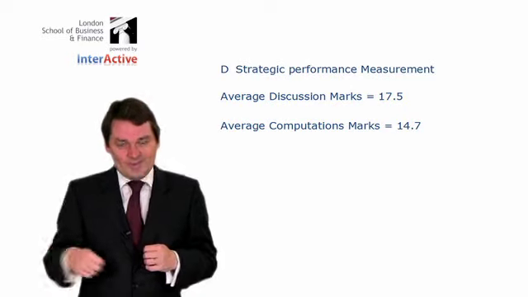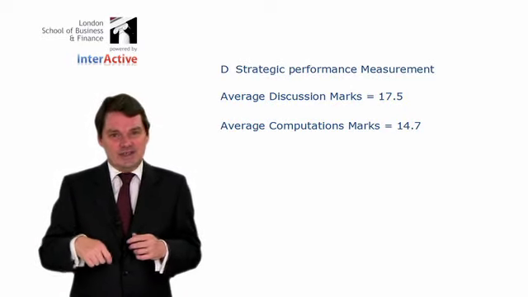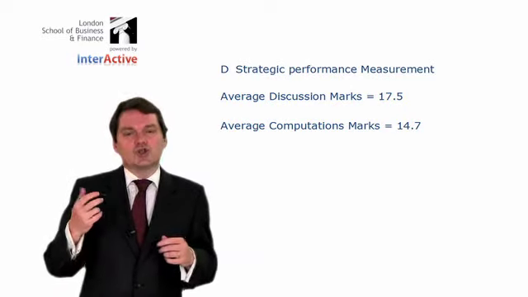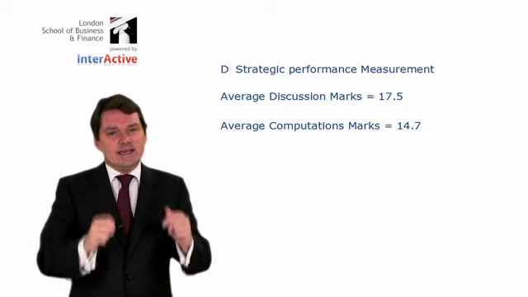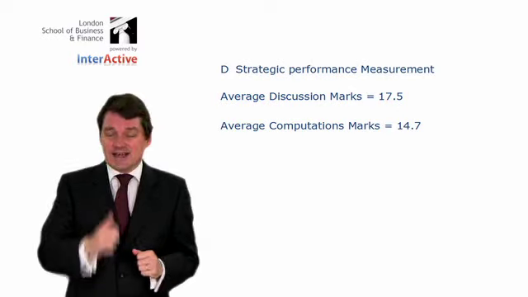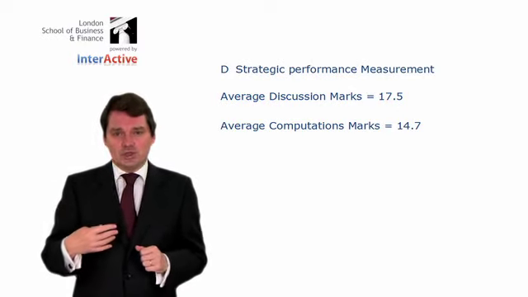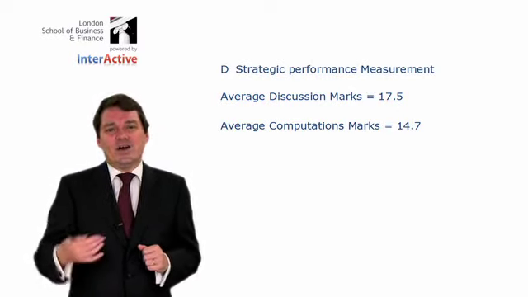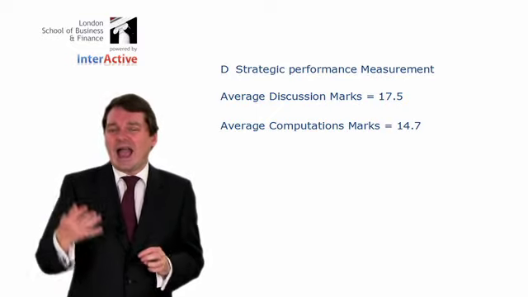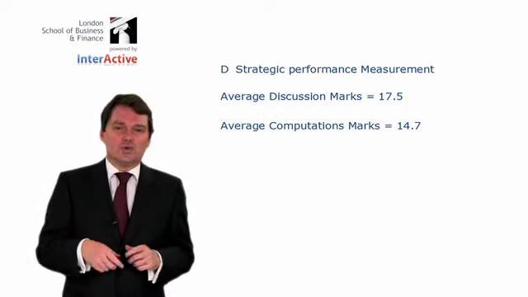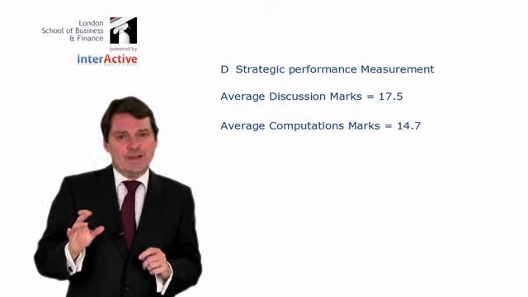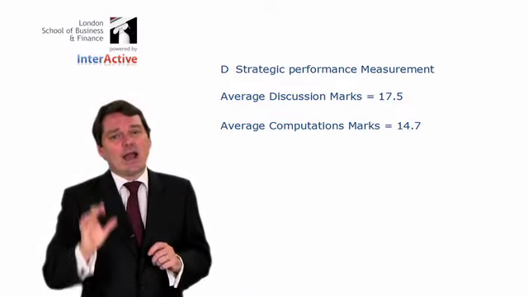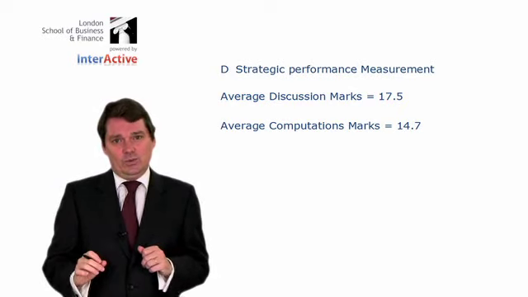What is much more important is Section D. Section D, strategic performance measurement. Now this is where we start taking the numbers that we have got and starting to think about how do they impact on the organisation. So again, in a bit more detail, what are we going to measure and how does that affect people?